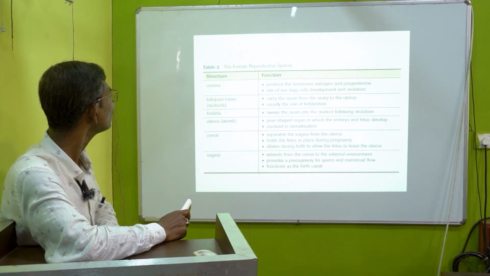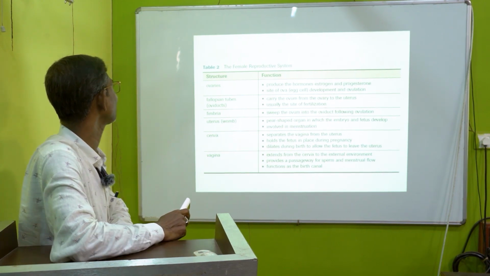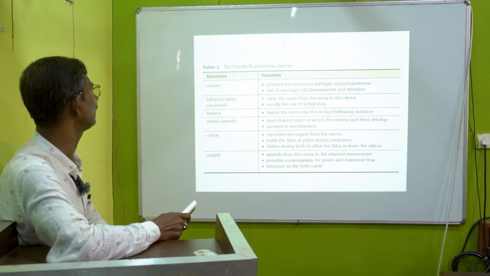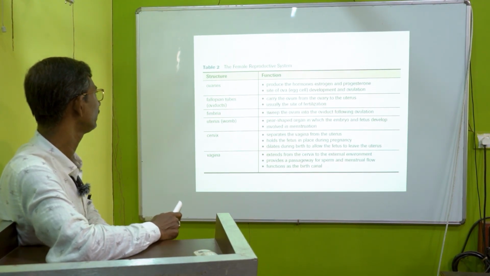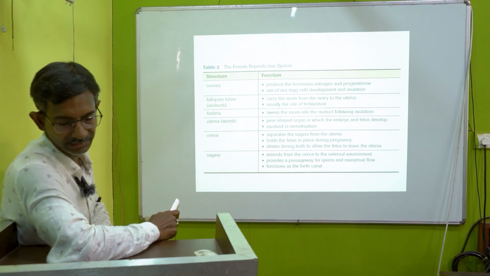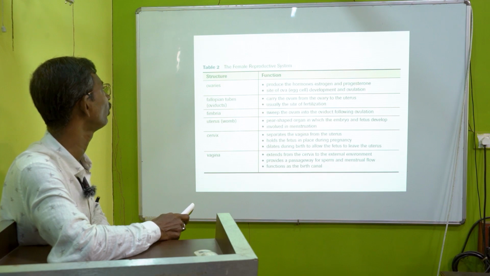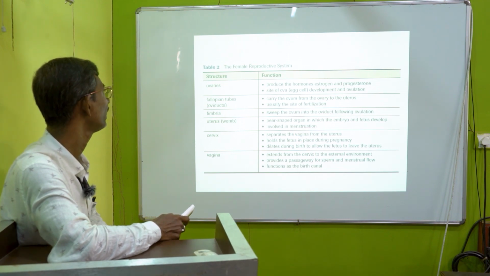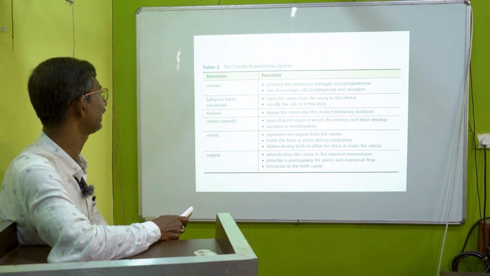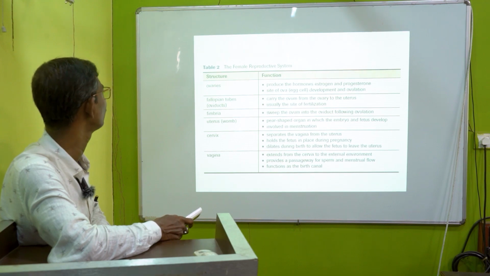Next. Now these are the structures of the female reproductive system. Earlier we said that these are the ovaries. These are mainly the primary sex organ in females, and they produce the hormones estrogen and progesterone, and are the site for ovulation, where the egg cell develops and ovulation takes place.